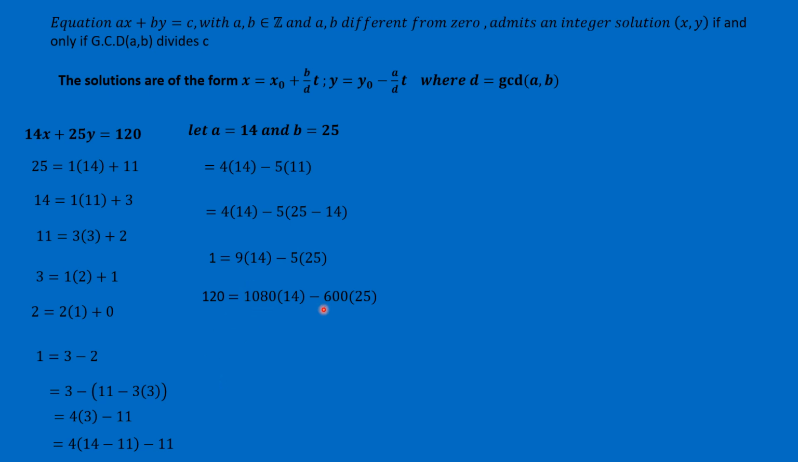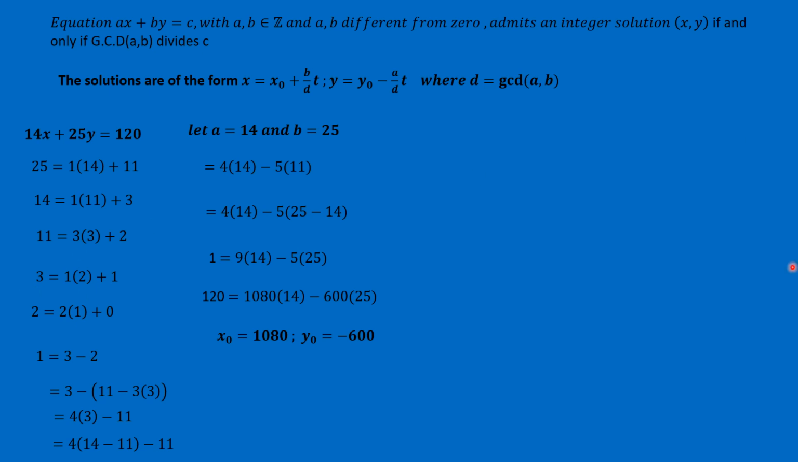Now that we have everything standard, we can see that x0 is what we have for x, is a coefficient of a, and a is 14. So our x0, that's a particular solution. X0 equals to what? 1080. So x0 equals 1080, and y0 is a coefficient of 25, as you can see in the equation that was given to us. So that will be negative 600.